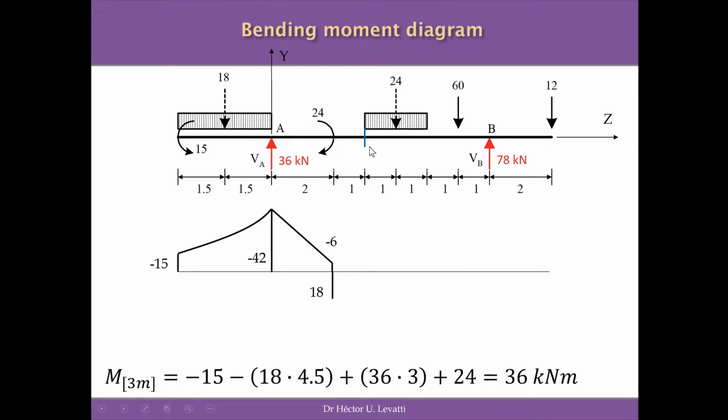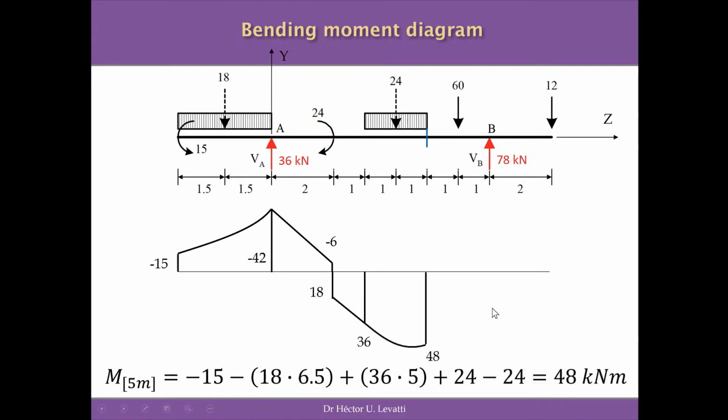The next cross-section to be analyzed is the beginning of the second UDL. We are in this blue cross-section at the moment. So at this particular point, we call it M 3 meters because we are 3 meters from A. The moment is minus 15, minus 18 times 4.5, the distance from 18 to the cross-section in blue, plus 36 times 3, which is the moment of the reaction, and plus 24. This is equal to 36. So we can sketch 36 again, and we can connect these 2 points with a line, because we know that between forces the distribution of the moments is linear.